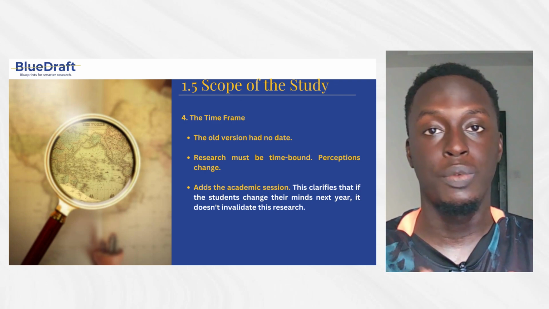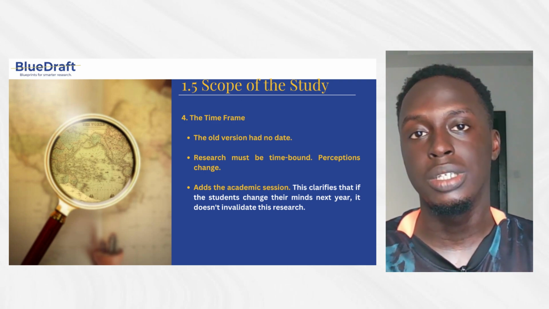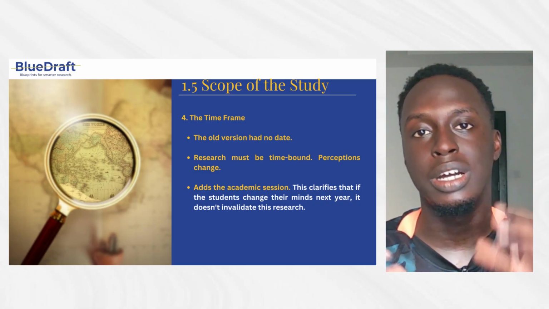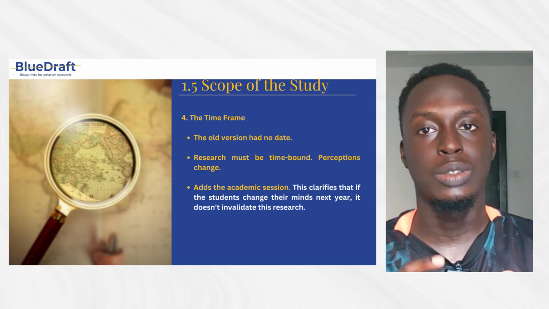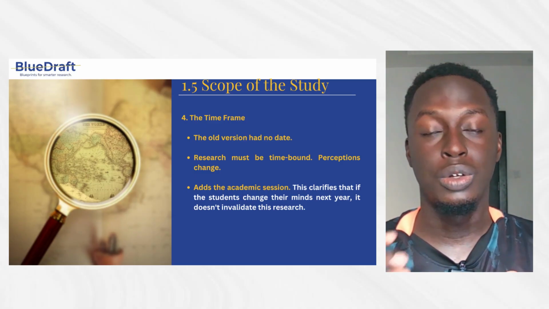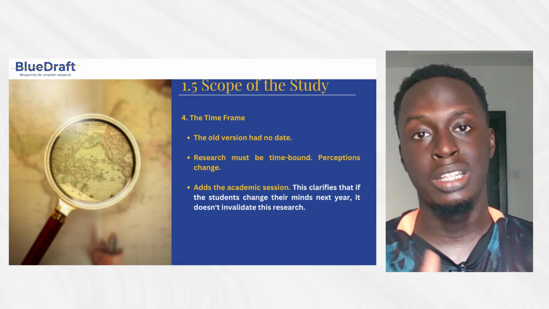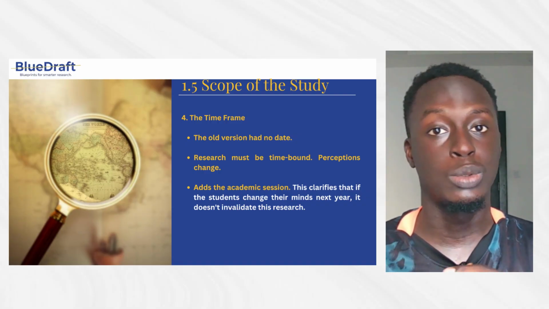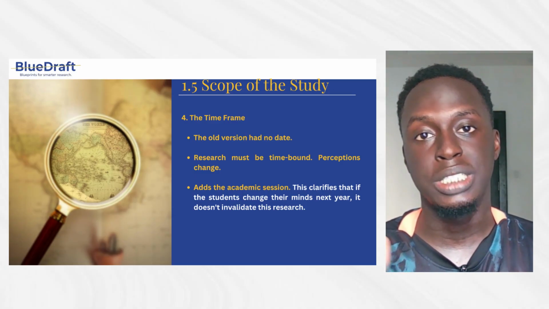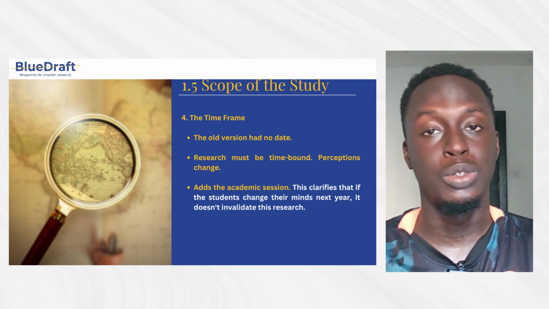You didn't make mention of any time frame in your work, and this is very critical, because I noticed that your topic is time frame sensitive. Straw is like a 2025 movie, and you're carrying out research in 2025 on Caleb University students, and their perception can change. Your research must be time bound, and since the perception of people changes, you can add the academic calendar, the 2025/2026 academic session, and this also helps you clarify that if the perception of the students changes after the time frame that you put, it does not make your research invalid.